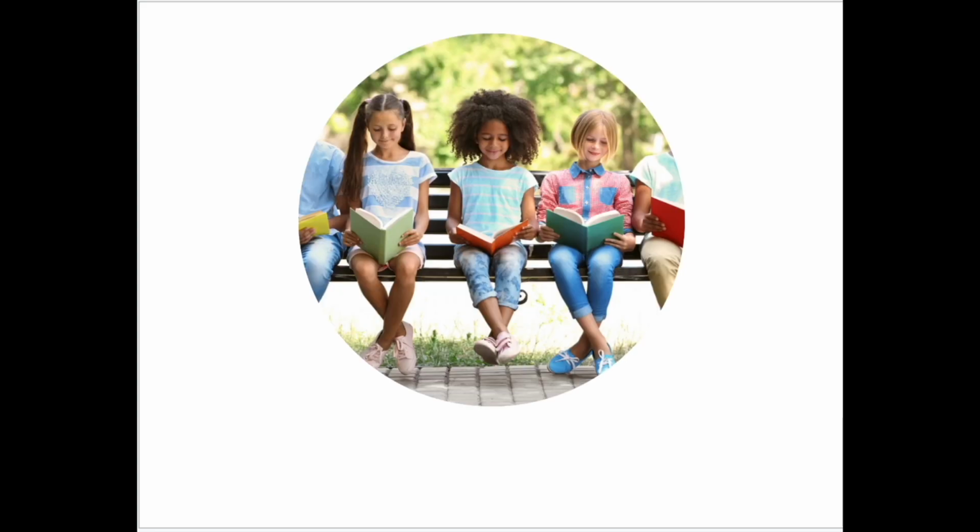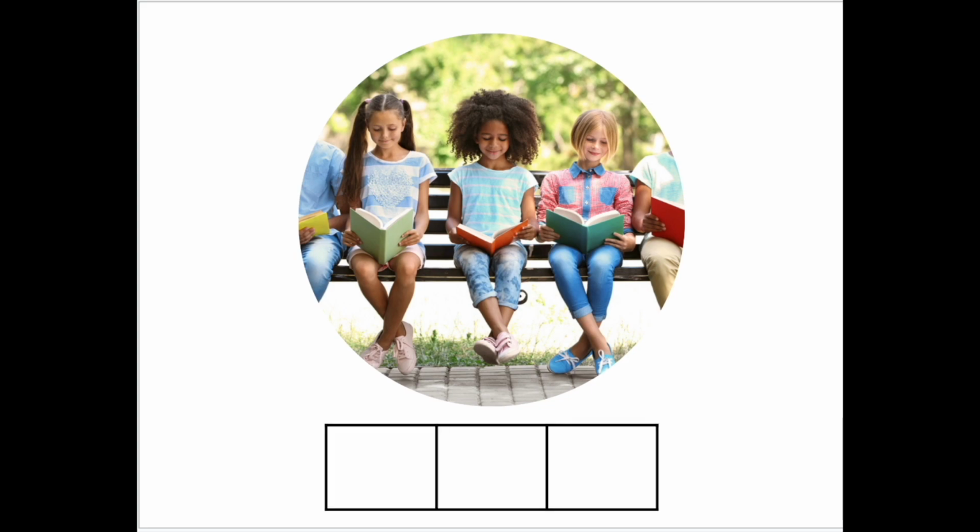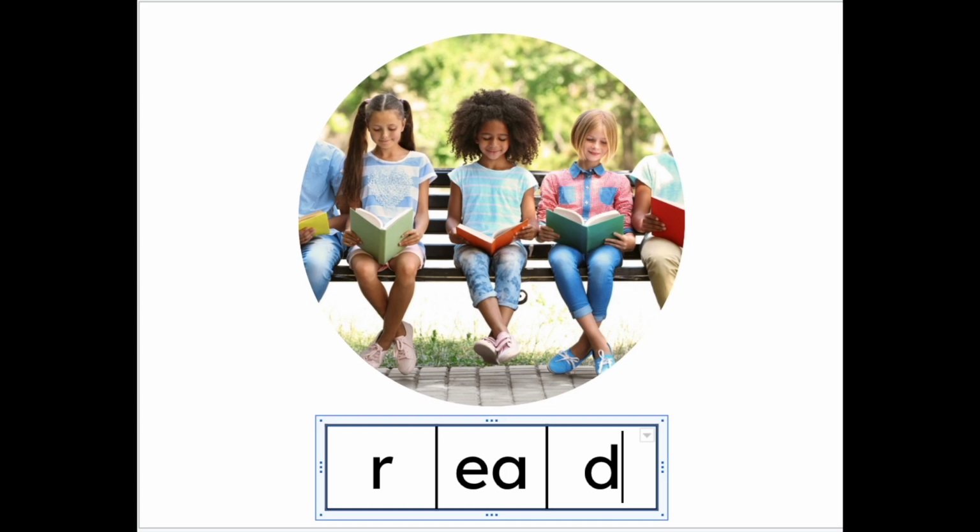Next picture. Oh, these kids, they're so smart. They're reading. Our word is read. How many sounds do you hear in the word read? That's right, there are 3. What's the first sound you hear? Yep, we spell the sound with the letter R. What's the second sound you hear? Re. Oh, long E. And what's the last sound you hear? Read. D. That's right, we spell the D sound with the letter D.